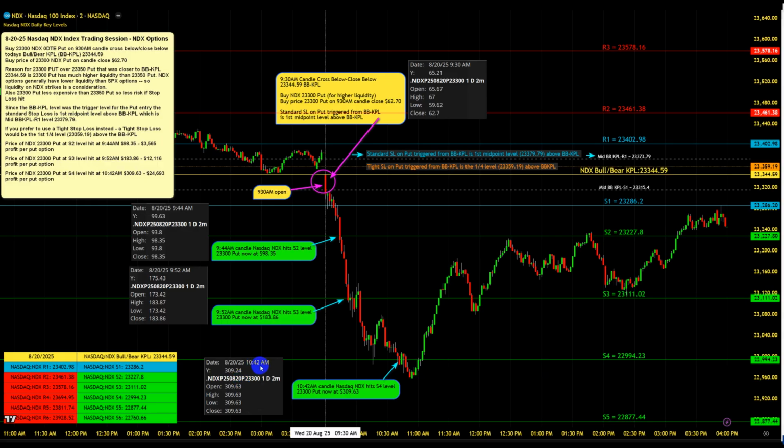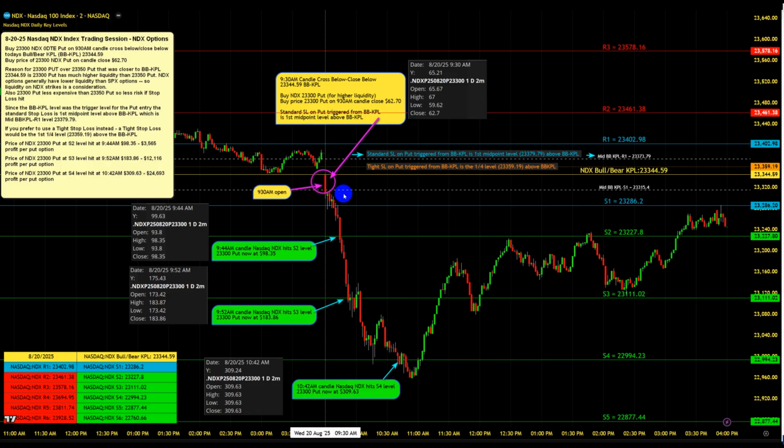At this point at 10:42, the 23,300 put is now $309.63. That would give you a profit of $24,693 per put option. So in this case, we're talking about just trading one. However, if you did trade more than one, you can simply see by multiplying each one of these here by the number of put options that you had.